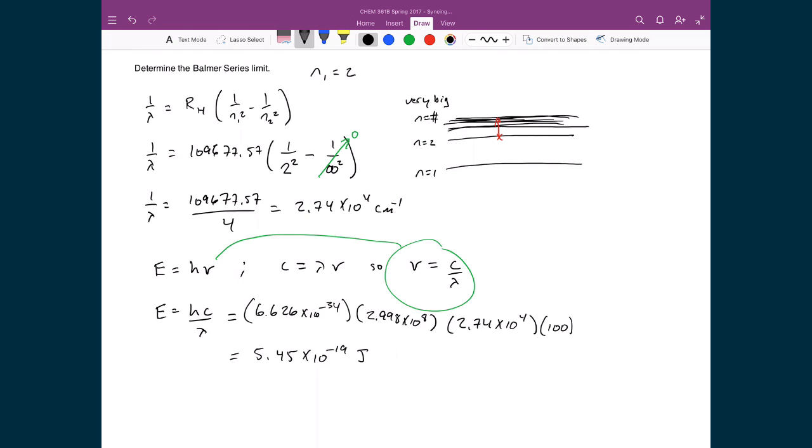And so again, this energy is related to this transition right here, where we start at n equal to 2, and n2 ends up being a very big number to get the largest transition that we can get out of it, meaning we have the highest energy photon that would be associated with that transition.